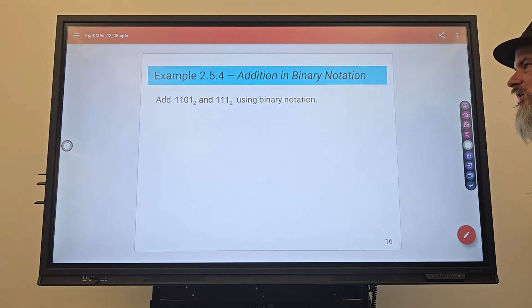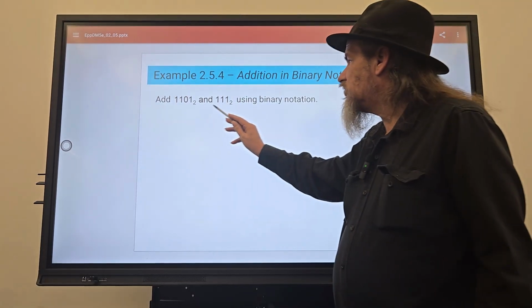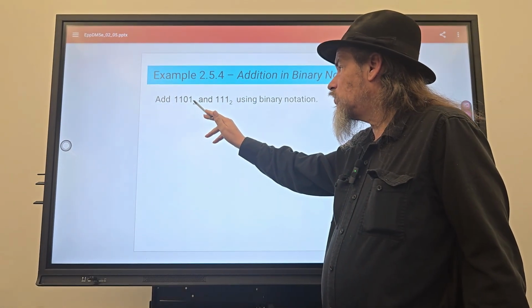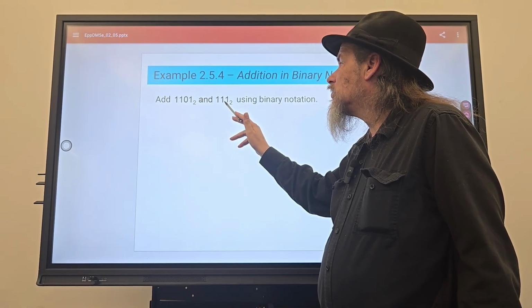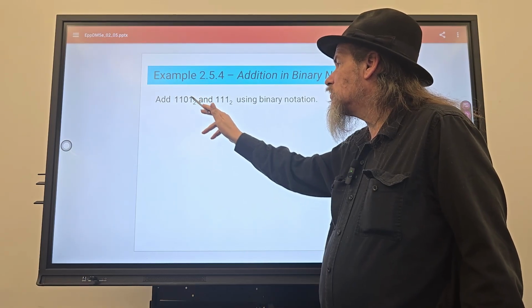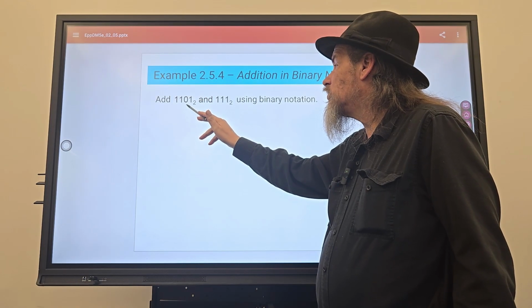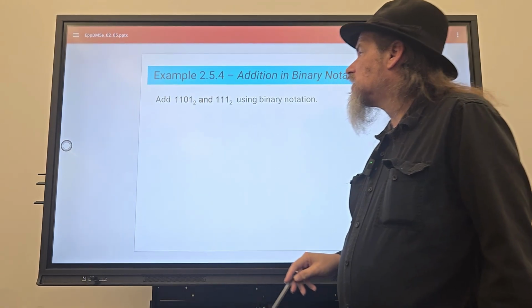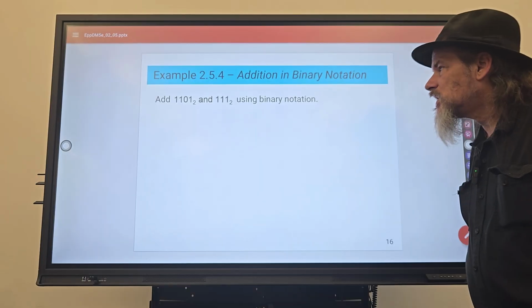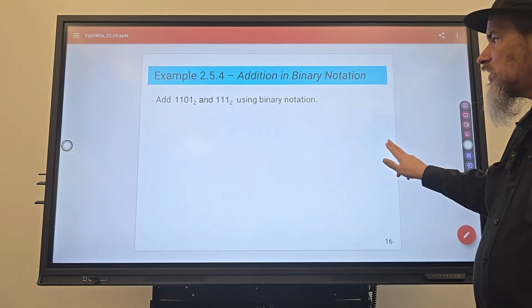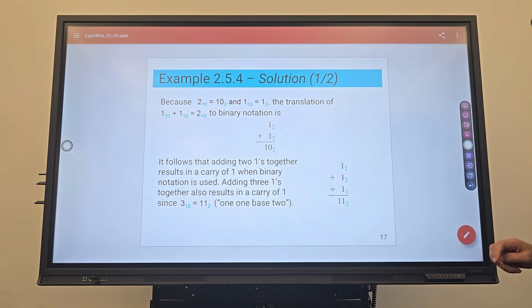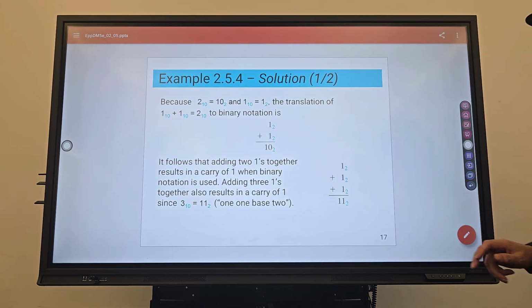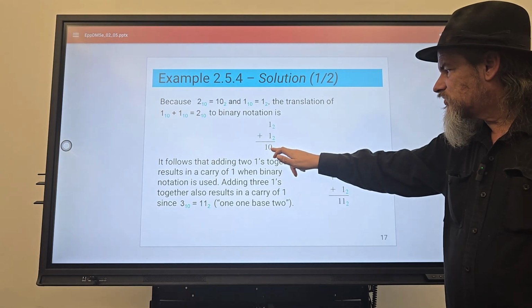Well, 1 and 1 would be 2, which you don't have in base 2, so you do a 0 and carry the 1. 1 and 0 plus the 1 carried would be 0, carry the 1, and so on. You would end up with, let's see here, 1 plus 1 is 0, carry the 1.